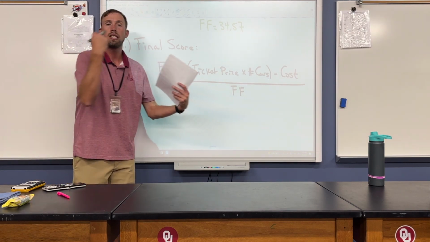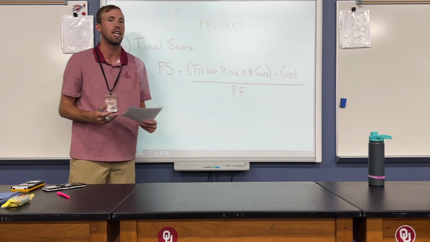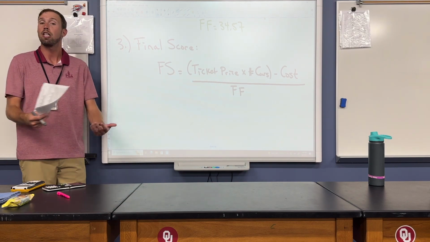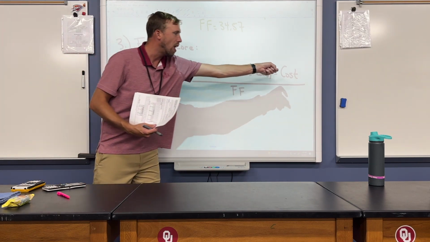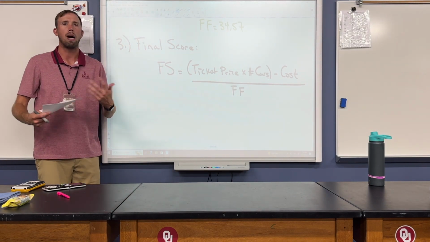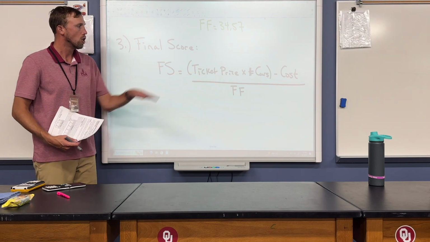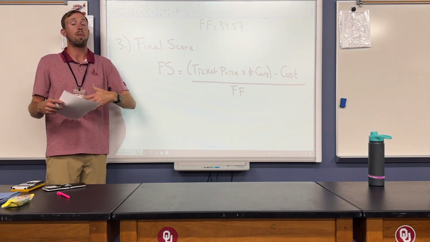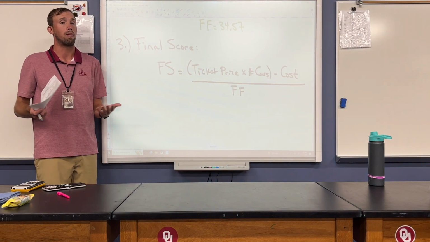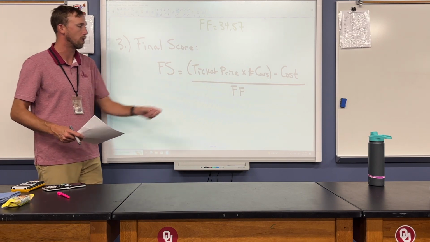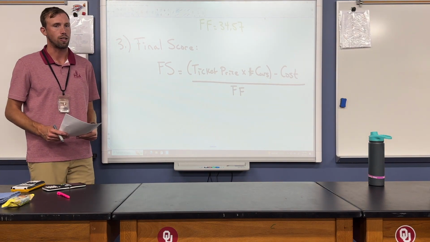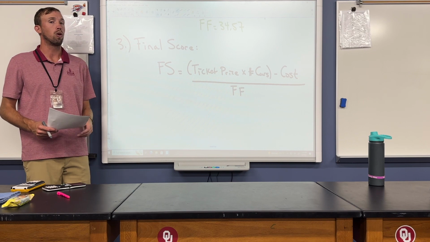If I have 10 cars and it's $100 a ticket, well, that's $1,000. That's how much money I'm bringing in. Then I have to subtract out the cost. Imagine how much money we spend just operating the ferry on a trip. So really the numerator represents what we would call our net profit, how much money we're making on one individual trip. The denominator is our fuel factor. As we talked about, we want our fuel factor to be low.